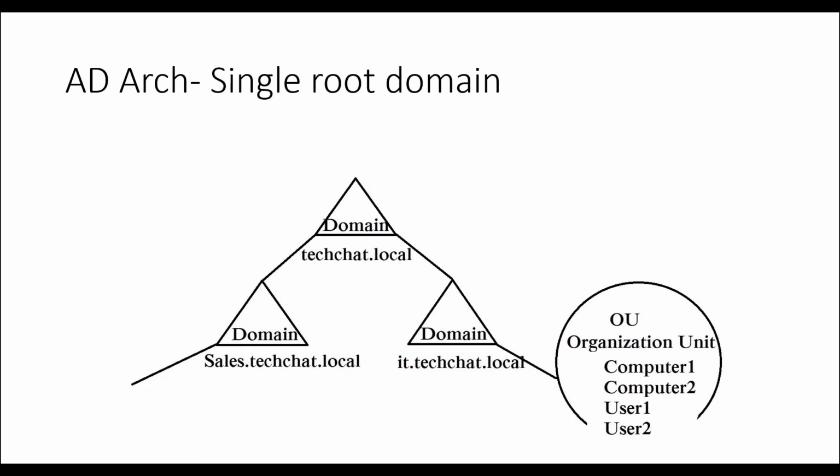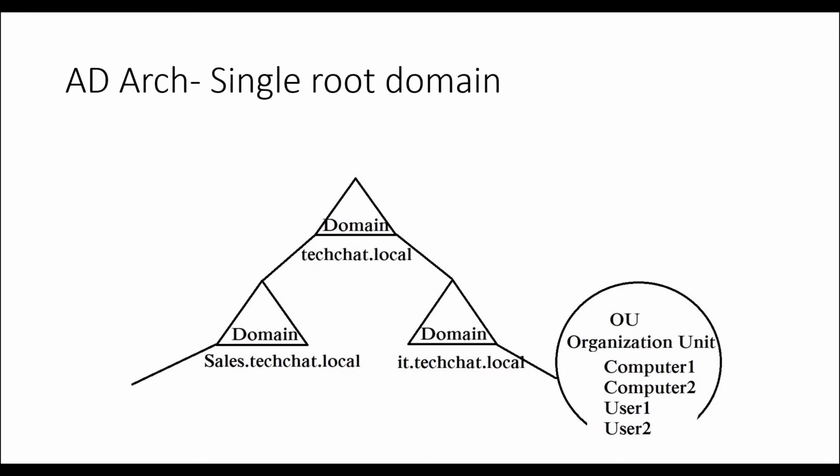Okay, now you can see the AD architecture if there is a single root domain. So what is a root domain? If my domain is techchat.local, we call that the root domain, or the parent domain. If my company has subdomains like sales and IT, then I can have two child domains, sales.techchat.local and also it.techchat.local. So this is the Active Directory architecture if we have only a single root domain. In this kind of situation, the root domain will be equal to the forest domain. I will talk about the forest in the next slide.